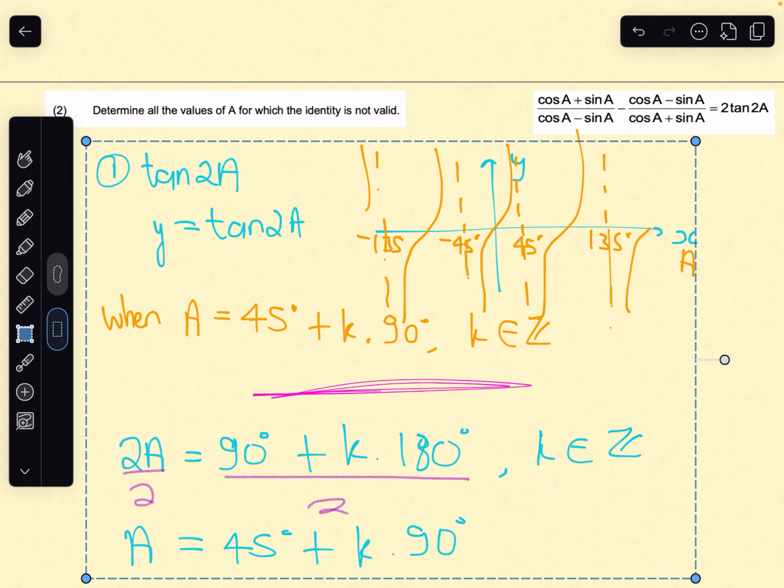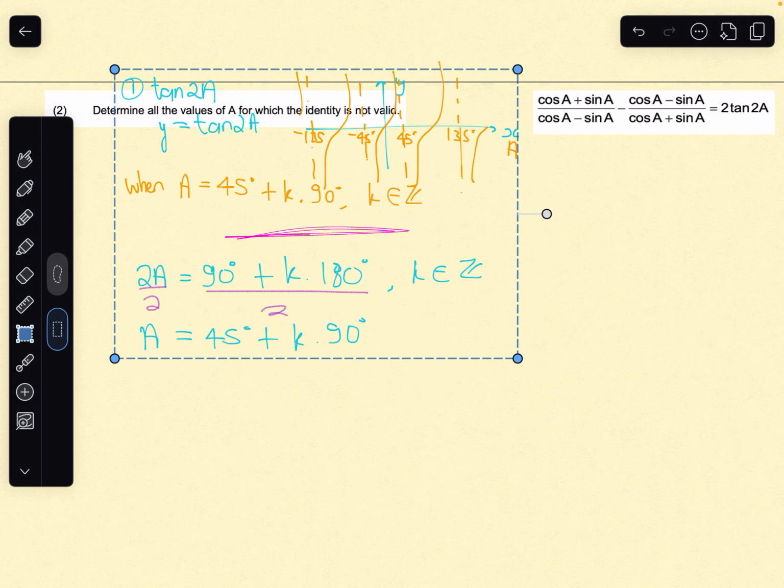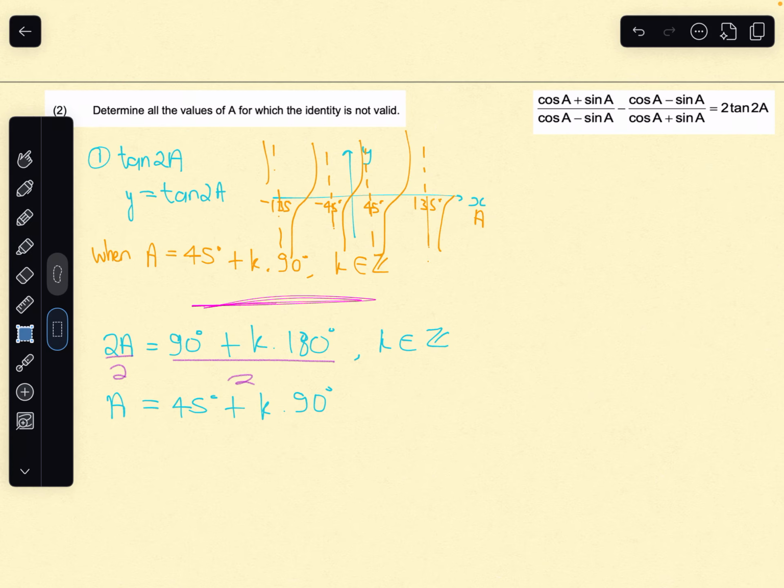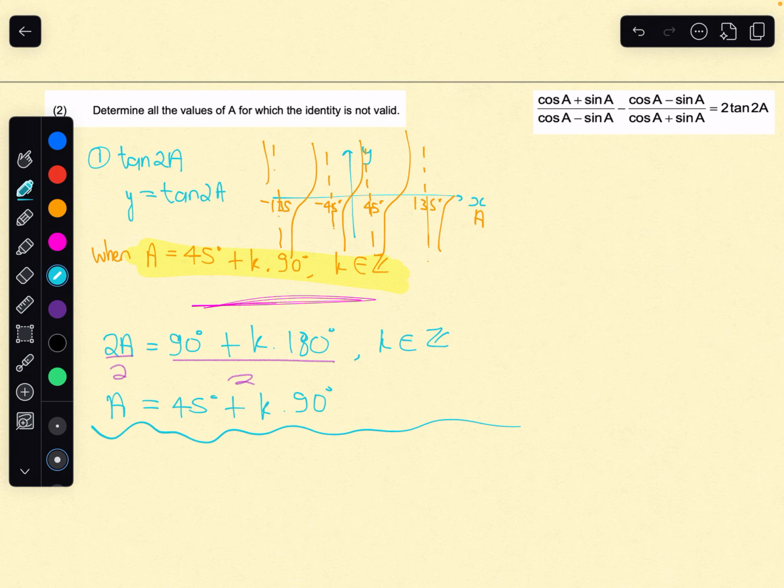So that's the one set of solutions. I'm just going to highlight that real quick. Then the other set of solutions, let's just see. Like I said, I don't think that the cosines and the sines are going to give us anything different to what we already have.